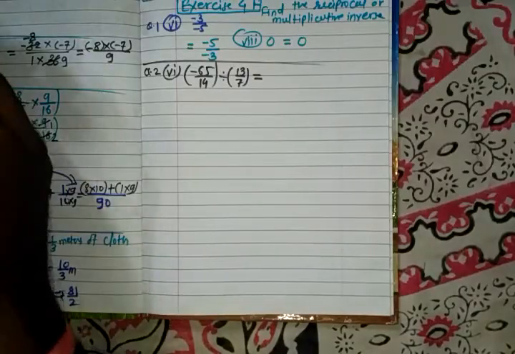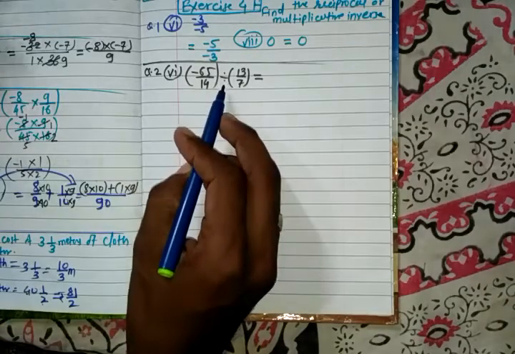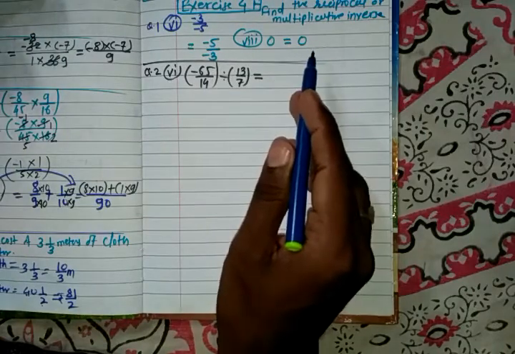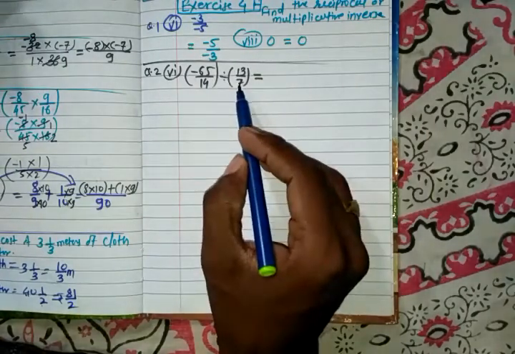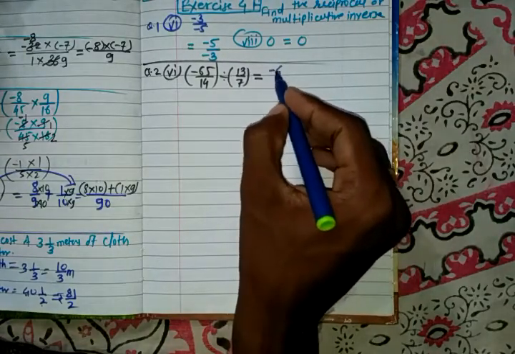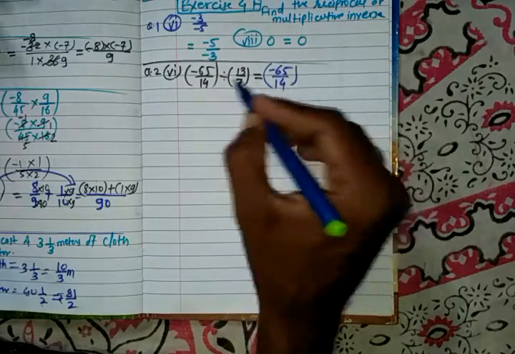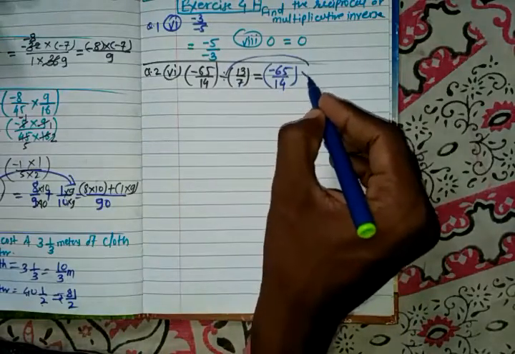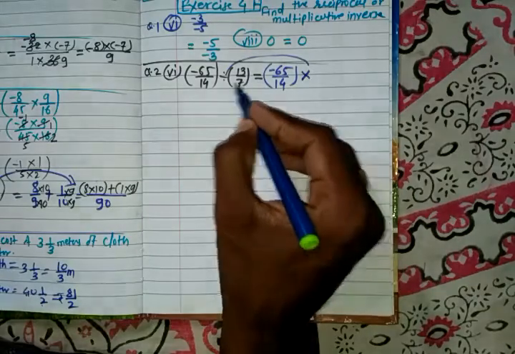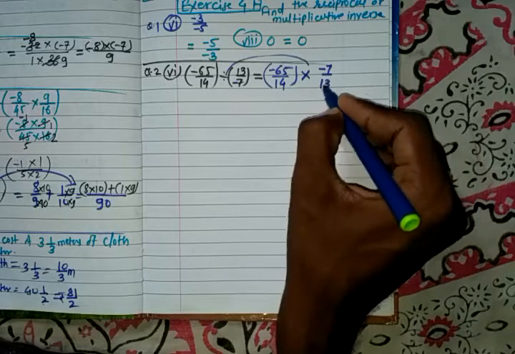Now we will solve question number 2, 6th problem. In this we have to do the division. So for division you should know the multiplicative inverse or reciprocal. We have to take the second rational number's multiplicative inverse or reciprocal. Hence I will write minus 65 upon 14 as it is. Then this division sign will be converted to multiplication, and I write the multiplicative inverse of 13 upon minus 7. So it would be minus 7 upon 13.